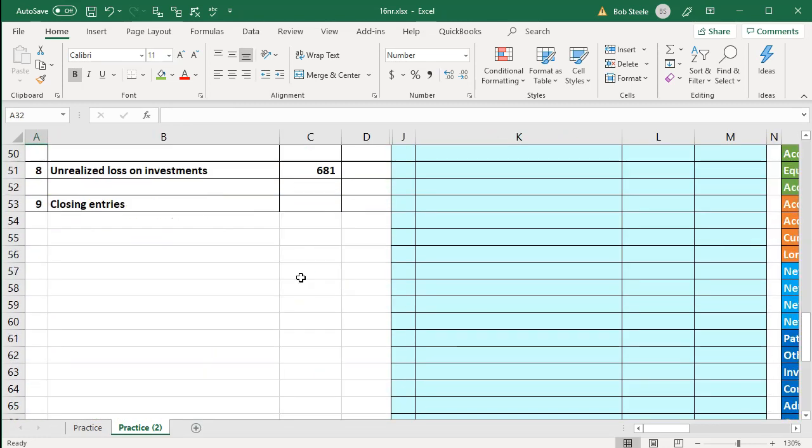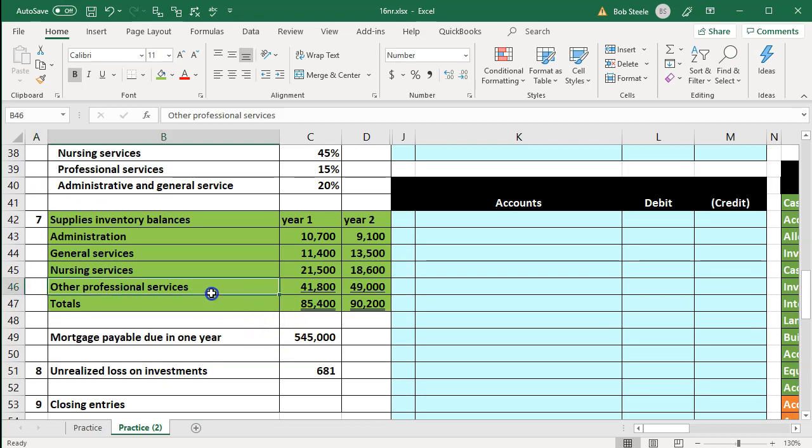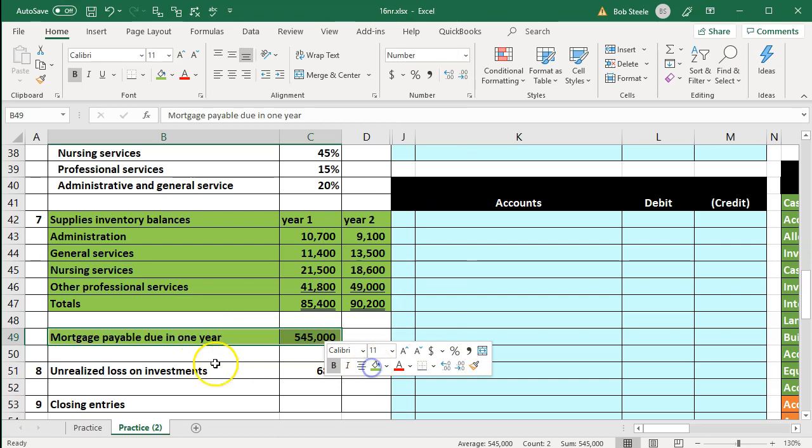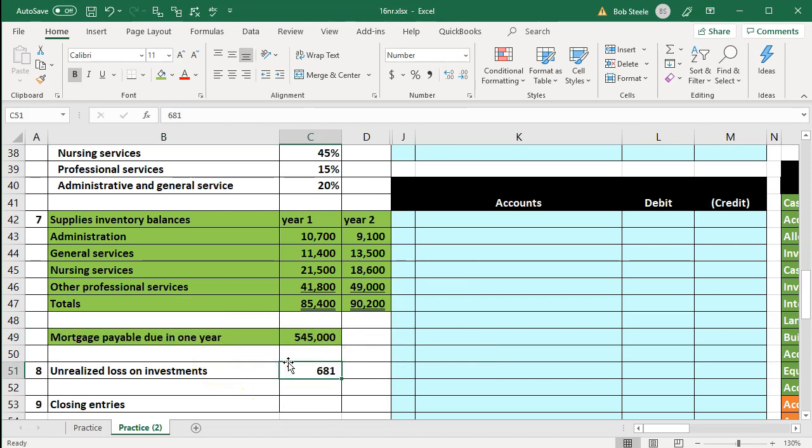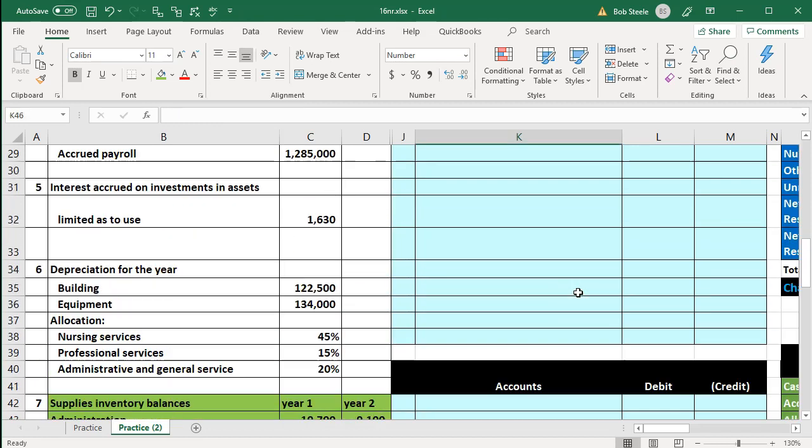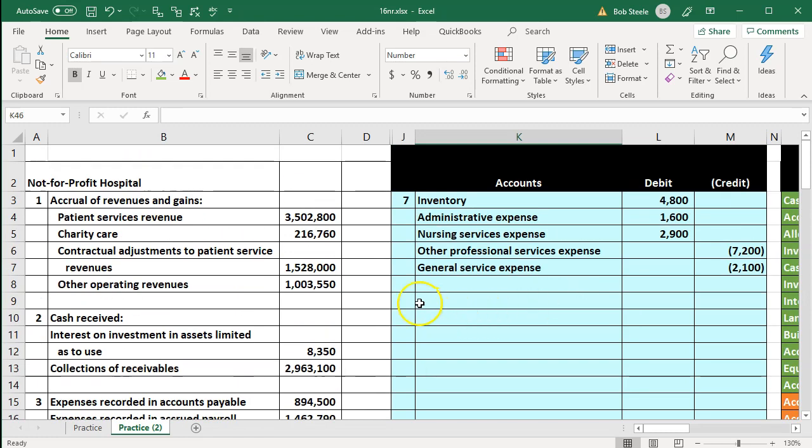So if we scroll back down, we have the number 7. We have this information up top, and then this is what we're looking at now, which says that the mortgage payable due in 1 year is the 545. So we're going to break out the current portion and the long-term portion of the mortgage payable. So it's going to be a liability type of account. This is going to be 7B.